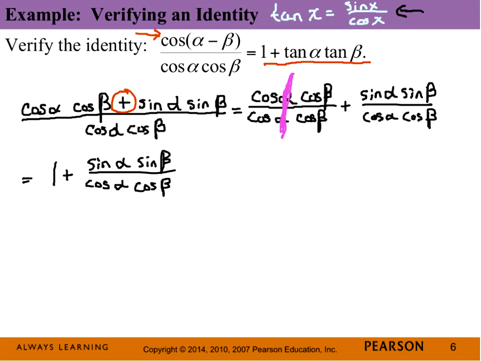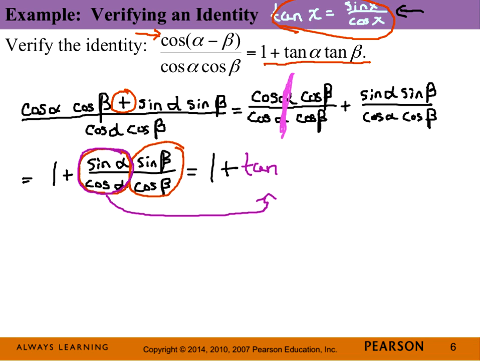So once again, let me remind you up here that we stated that the tangent is equal to the sine divided by the cosine. And look what we have here. We have the sine of alpha being divided by the cosine of alpha, and the sine of beta being divided by the cosine of beta. So I can now say that this is the same thing as 1 plus, let me color code this here, this right here is equivalent to the tangent of alpha, and this right here is equivalent to the tangent of beta.